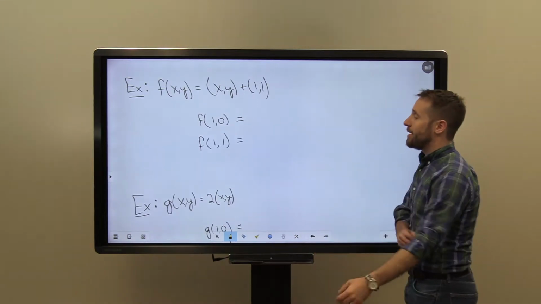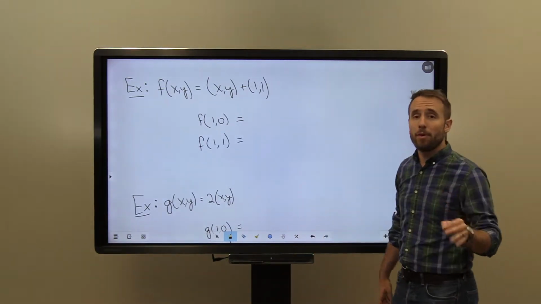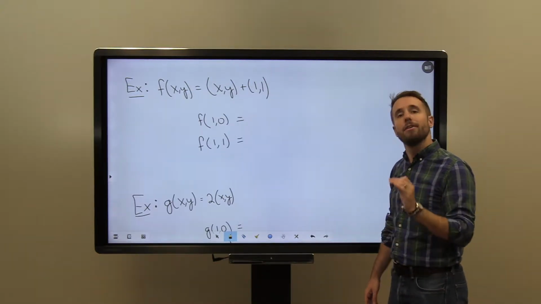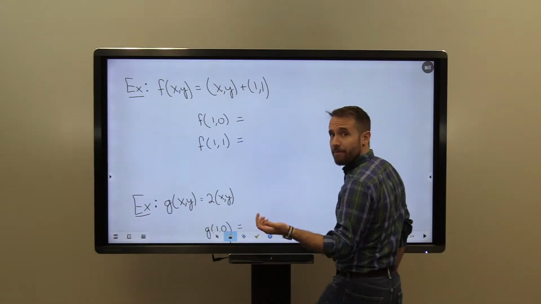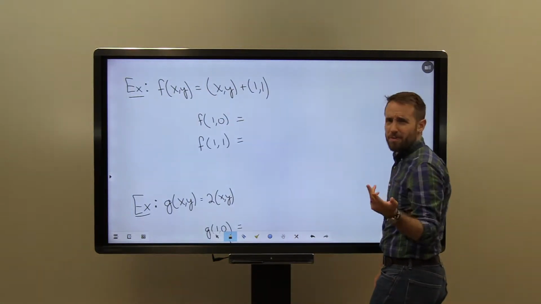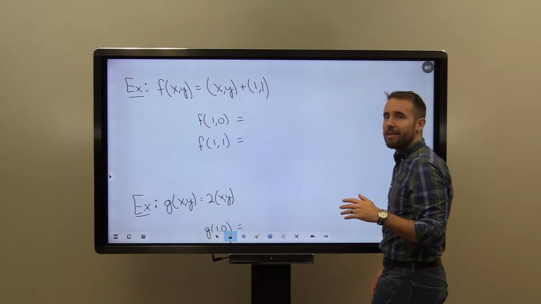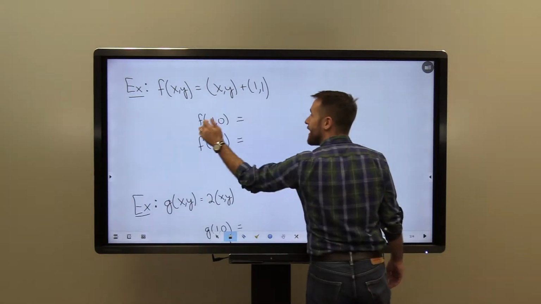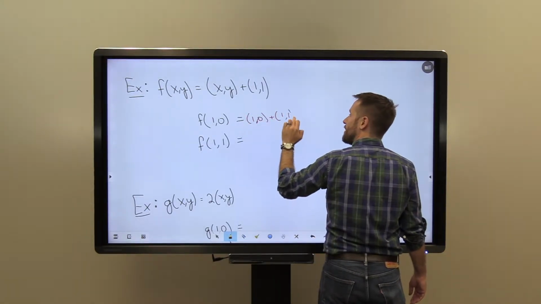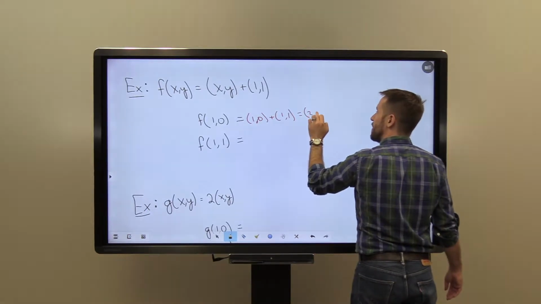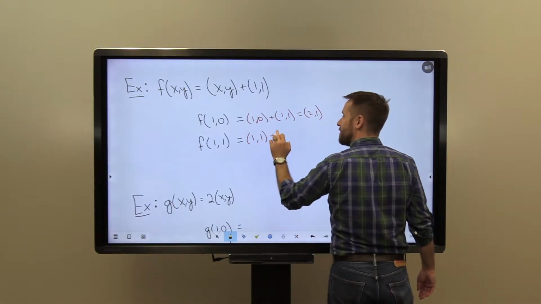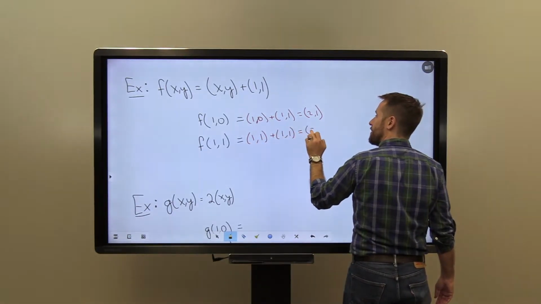Example 1, I have two functions here, f and g. In example 1, we have f of x comma y equals x comma y plus 1 comma 1. Again, this is a function whose input is in R2. The output is in R2 as well. To calculate two easy points, we have f of 1 comma 0. That's just going to be 1, 0 plus 1, 1, which becomes 2, 1. And similarly, f of 1, 1 becomes 1, 1 plus 1, 1, and that's just going to be 2, 2.